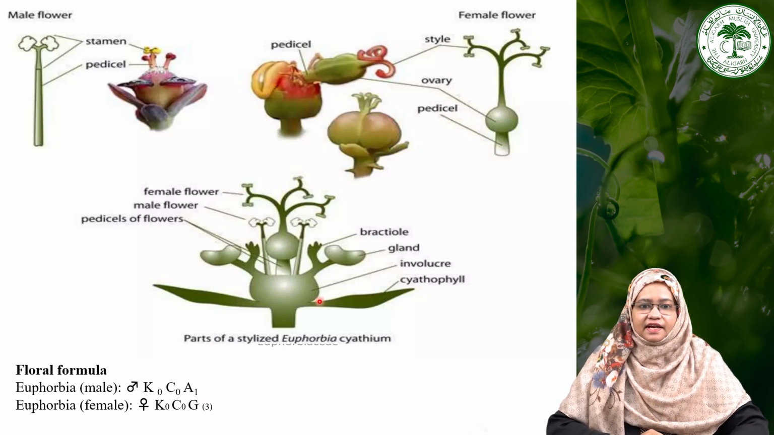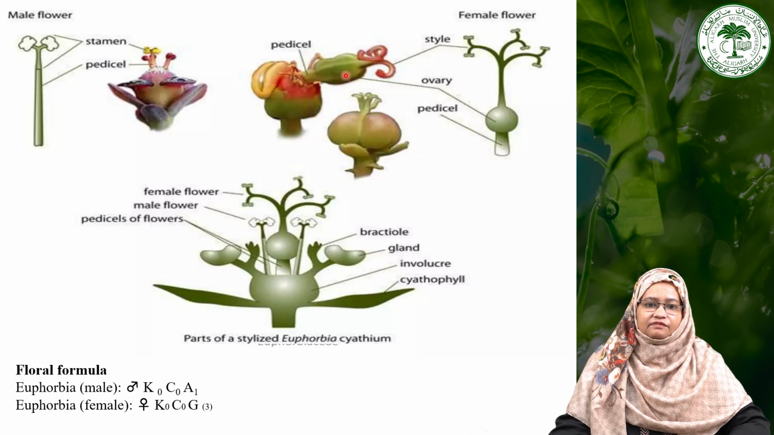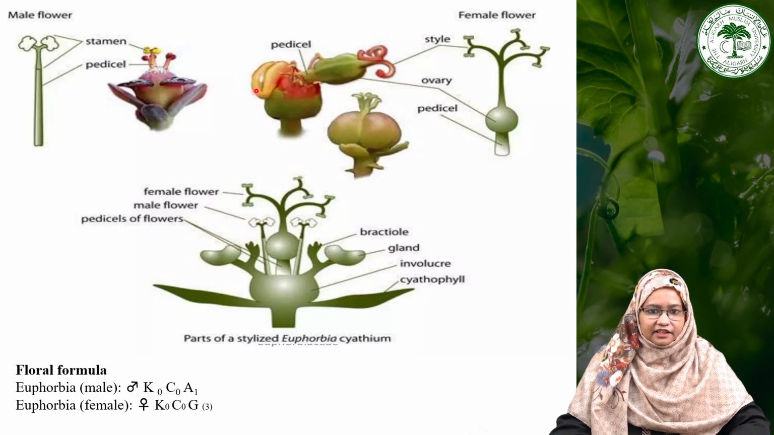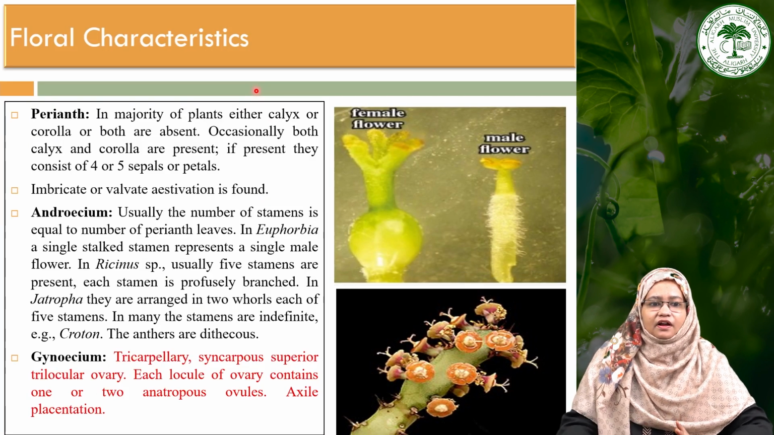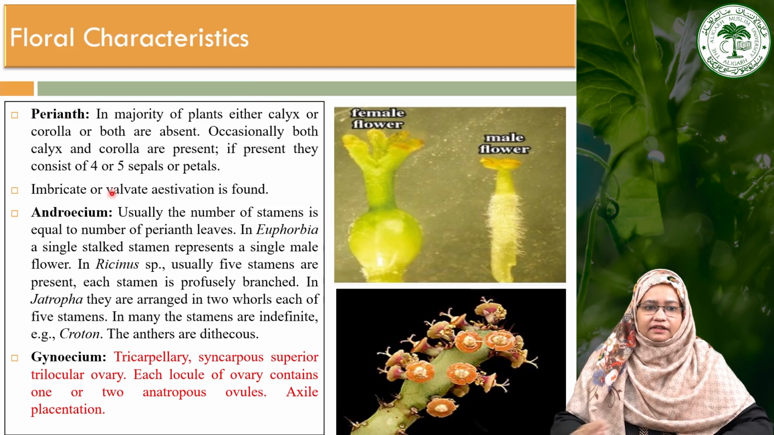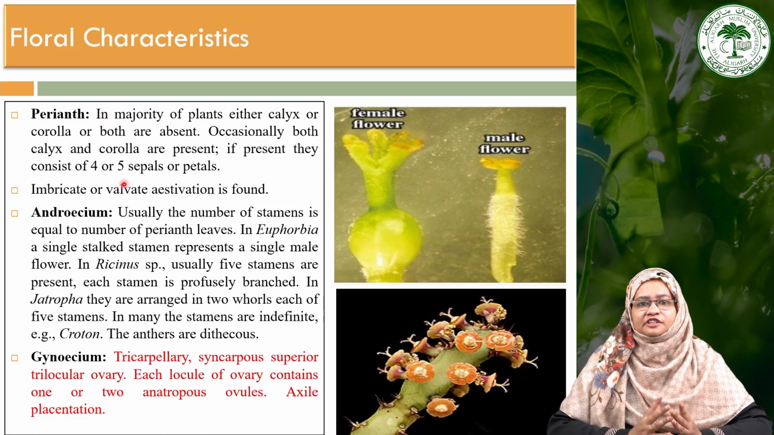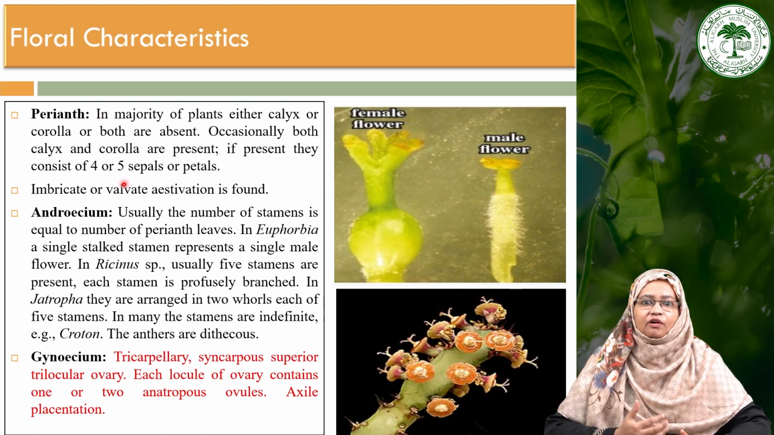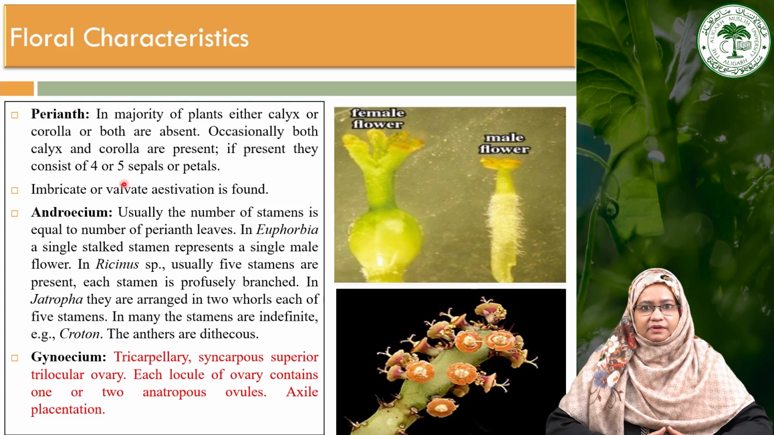The presence of cyathium inflorescence, and this particular inflorescence that you have seen is covered by the involucral bract, and this is the nectary gland which is present at the involucral side. Now moving toward the floral parts of this particular family Euphorbiaceae. Now comes the perianth. As we have discussed earlier, this particular family Euphorbiaceae belongs to the subclass Monochlamydae, which doesn't have a distinct calyx and corolla.